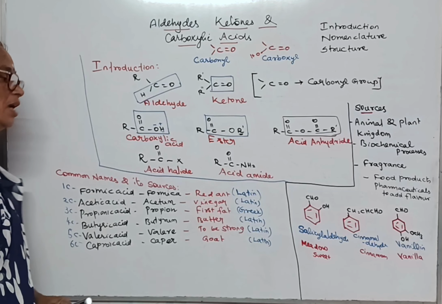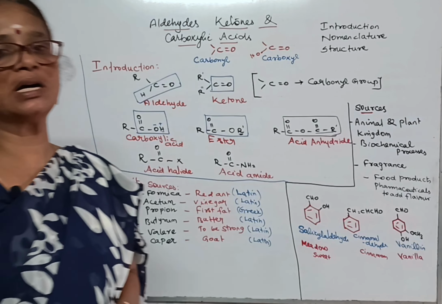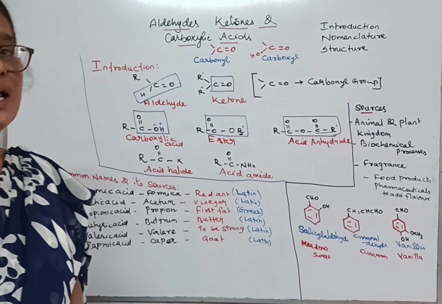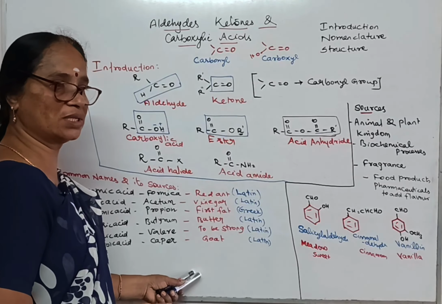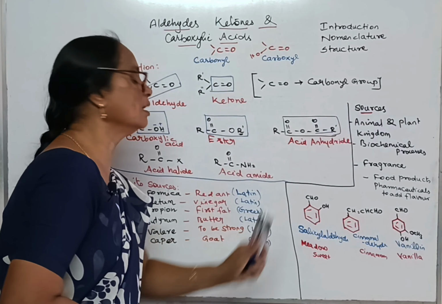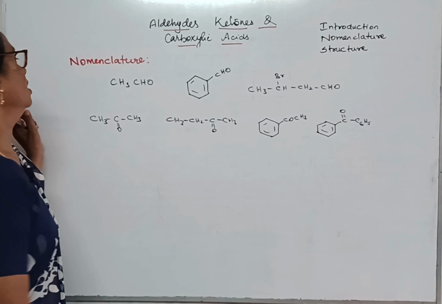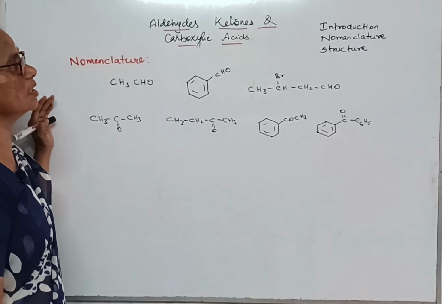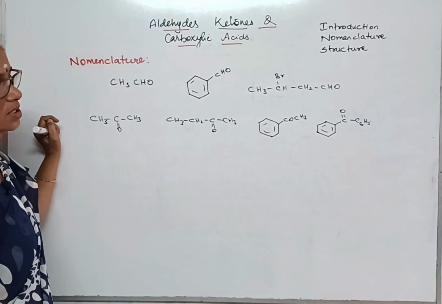In such a way, most of our carboxylic acids derived their names from their sources, and the names arrived from their Latin or Greek only. Let us discuss the nomenclature of aldehydes and ketones.